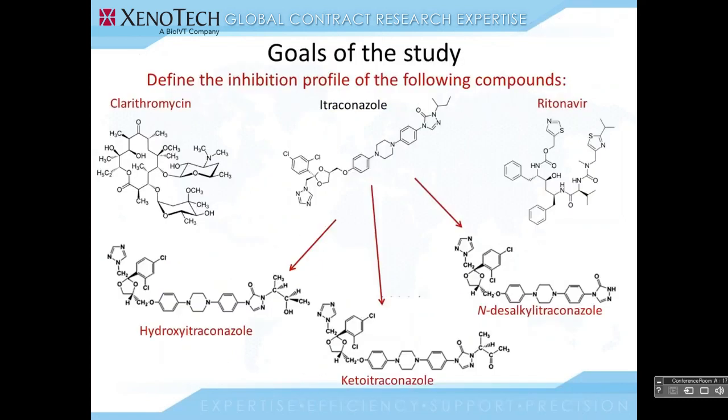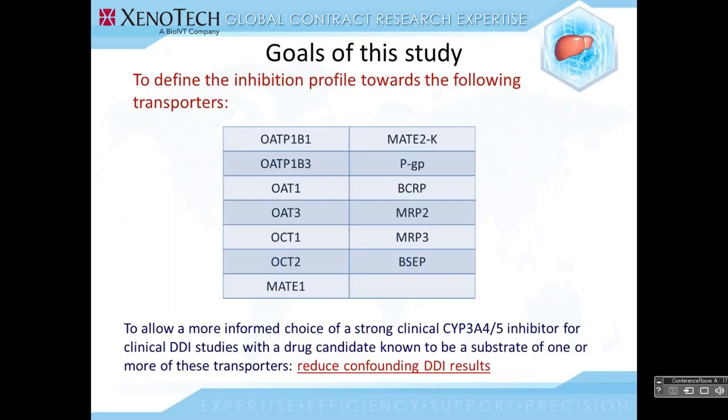So the goal of this study was to define the inhibition profiles of these compounds listed here: clarithromycin, ritonavir, and itraconazole, along with 3 itraconazole metabolites: hydroxy-itraconazole, keto-itraconazole, and N-desalkyl-itraconazole. We tested these in comparison to ketoconazole, and we were looking for an inhibition profile towards these transporters, including OATP1B1 and 1B3, OAT1 and 3, OCT1 and 2, MATE1 and MATE2K, PGP, BCRP, MRP2 and 3, and BSEP.